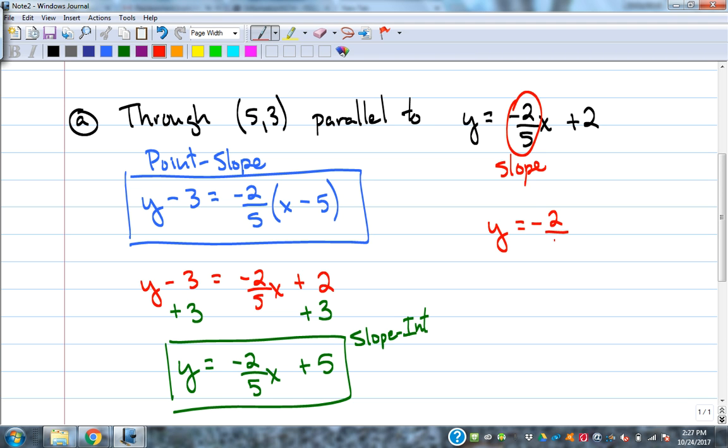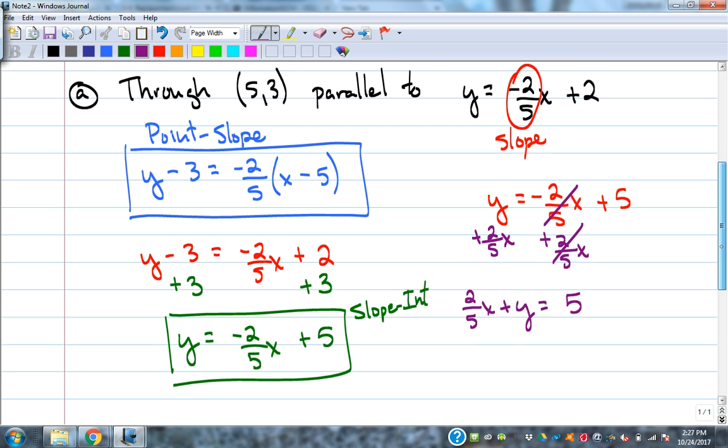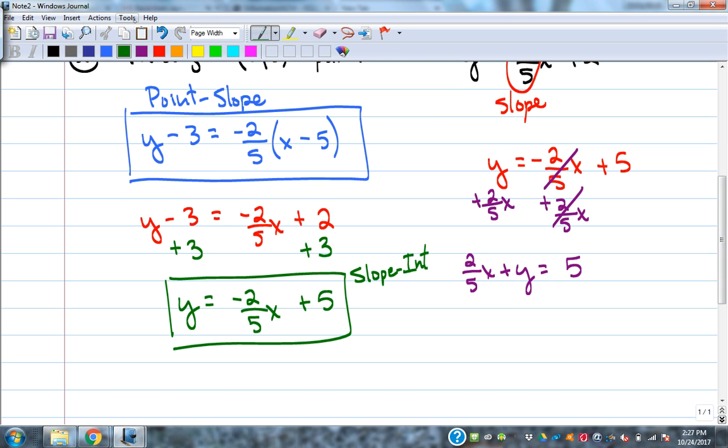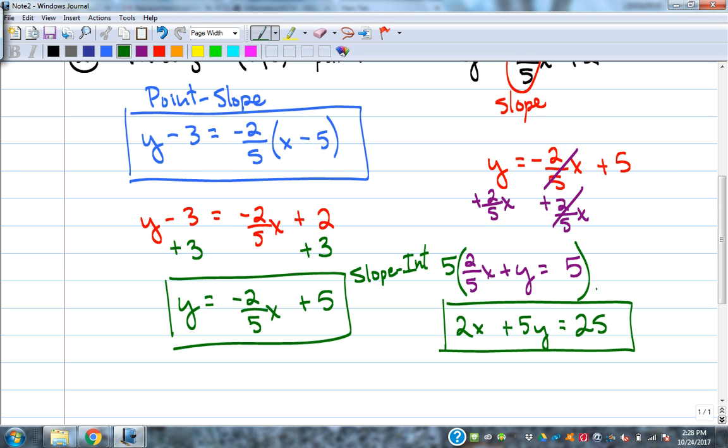I'm just going to rewrite the problem over here on the side. And I would add 2/5 x. Is that standard form? No. How do we fix it? Multiply everybody by 5 to get rid of the fraction. So that's 2x plus 5y equals 25. And there we have standard form, which is the last form that we could do. We've done it for a week and a half.